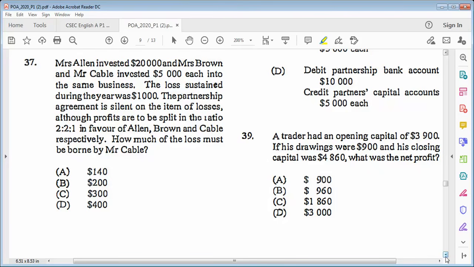We add 2 plus 2 plus 1. So out of 5 parts, he got 1/5. So we have to find 1/5. And notice the question says how much of the loss. So it says the loss sustained during the year was $1,000. So we would therefore have to find 1/5 of $1,000. And when we find 1/5 of $1,000, we get $200. So our answer is B.